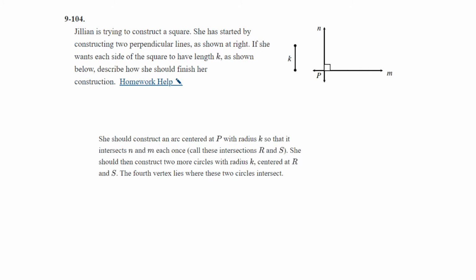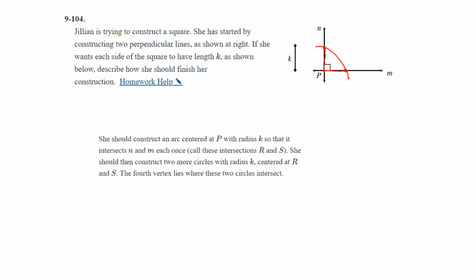I'm going to show you what it would look like, but she should construct an arc centered at P with the radius k so that it intersects N and M each once. So you would have your compass on point P, and then make sure you have that same distance as k, and then you would draw an arc, meaning that this distance to here and here would have to be that same distance of k.